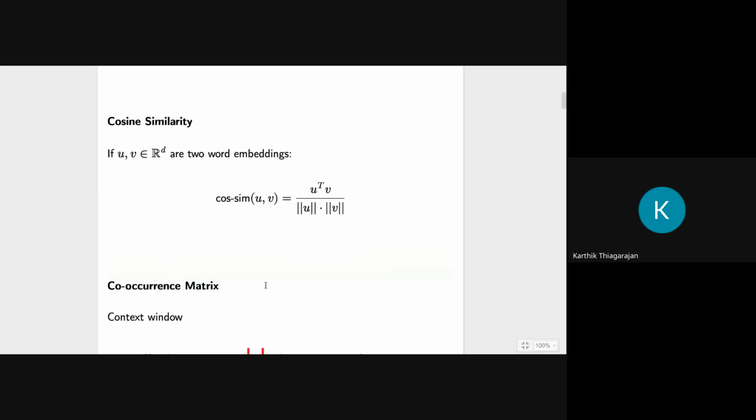Now that's for a general word embedding. There are different ways of learning word embeddings. We are going to look at 3 techniques. One is using co-occurrence matrices.